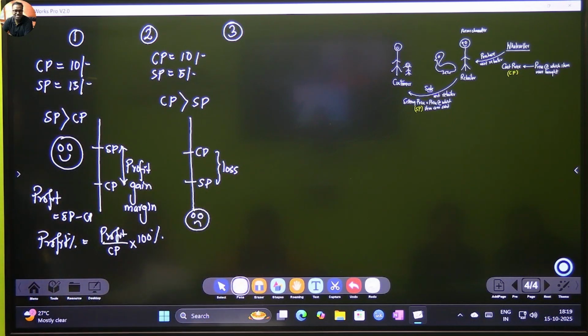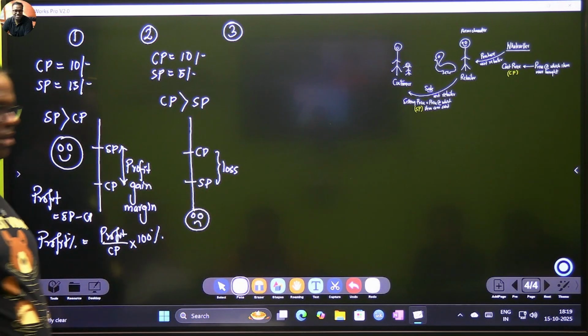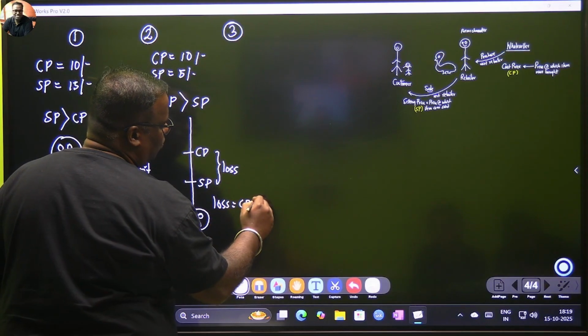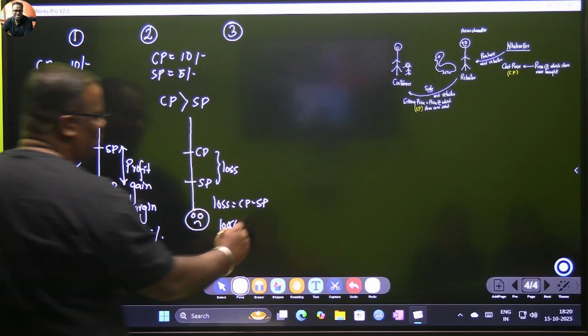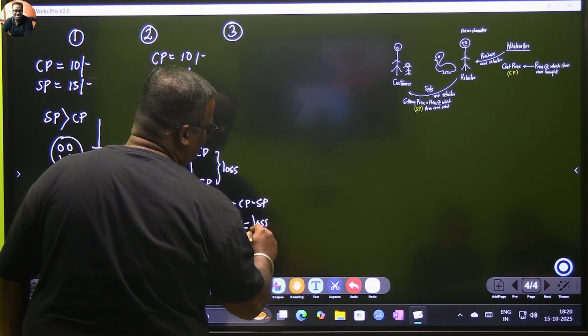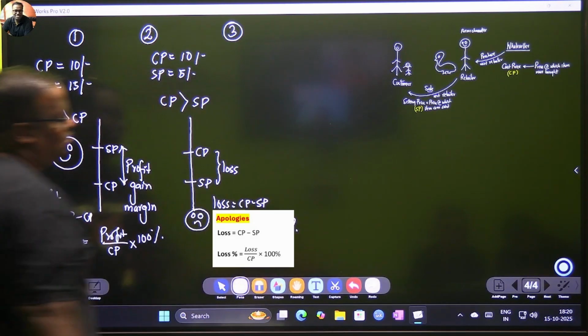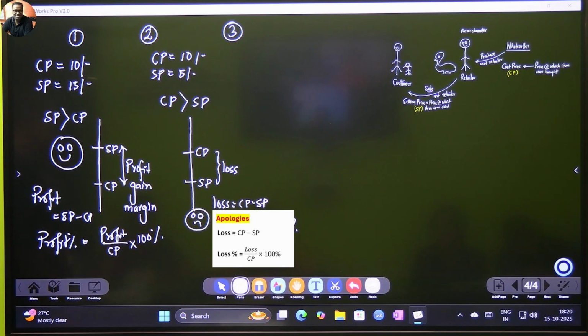The loss is the excess of CP over SP. So what do I write loss as? Loss will be the excess of CP over SP. And yes, loss percent will be loss over CP into 100%. What was so difficult about it?